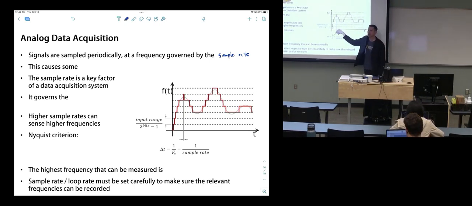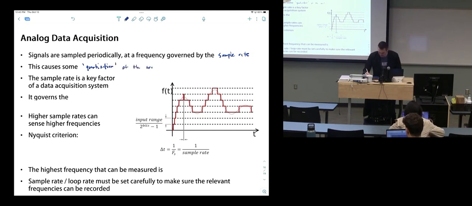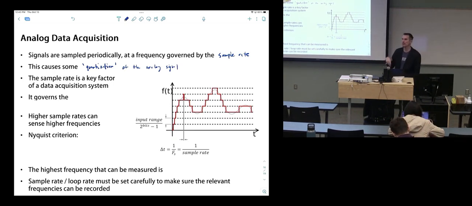So when we sample the signal, we're not going to sample it perfectly. We're going to get some differences there. That difference is called quantization. This causes some quantization of the analog signal. Which will have more quantization, an A to D card with a low number of bits or a high number of bits? Low. A low number of bits will have much more quantization because we have a smaller number of bins to kind of put those voltages into.